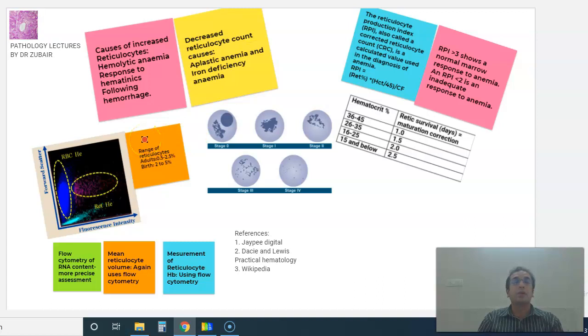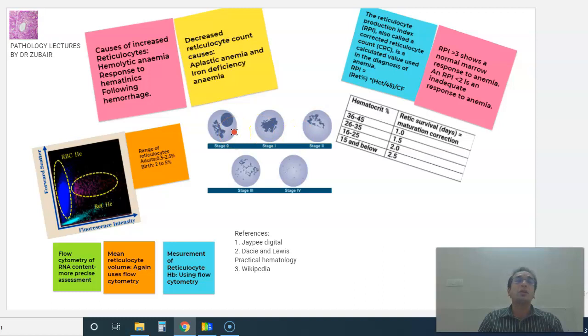Now, what are the stages of reticulocytes? Stage 0 has the nucleus, the nucleated RBC. We do not count them ordinarily. In stage 1, the reticulum fibers are more dense, and then they are slightly less dense in the next stage. Here you have multiple dots, and then you have fine dots separated. So these are the 4 stages of reticulocytes.